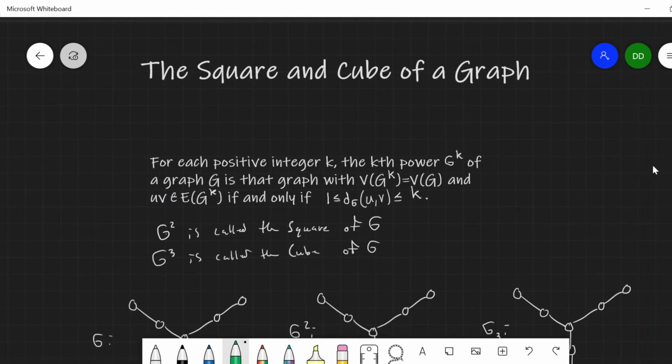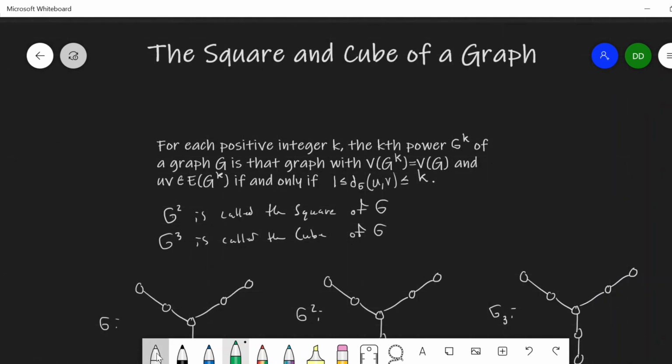So this is actually a family of operations called powers of graphs. In particular, we're going to look at squares and cubes of graphs. For any positive integer k, we define the kth power, G superscript k, of a graph G. The vertex set of G to the k is the same vertex set as G, so keep all the vertices the same, and an edge UV is in the kth power of G if and only if the distance between U and V in G is between 1 and k. So what we're doing is joining up all vertices whose distance is at most k when we complete the kth power of the graph. So we'll look at G squared and G cubed.